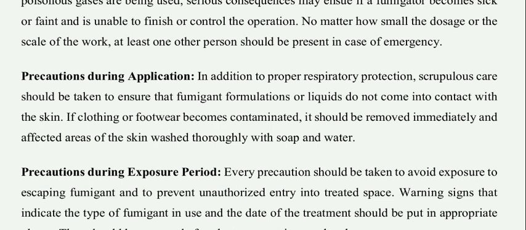In addition to proper respiratory protection, care should be taken to ensure that fumigant formulations or liquids do not come into contact with the skin. If clothing or footwear become contaminated, it should be removed immediately and affected areas of skin washed thoroughly with soap and water.